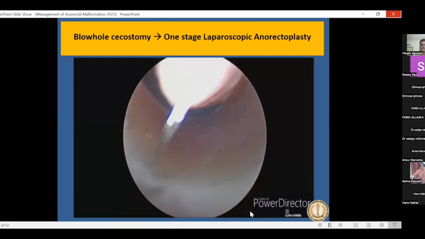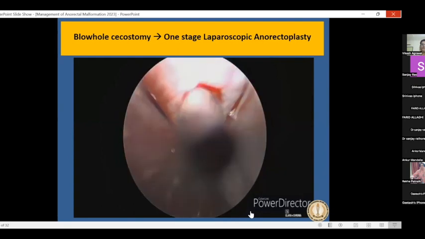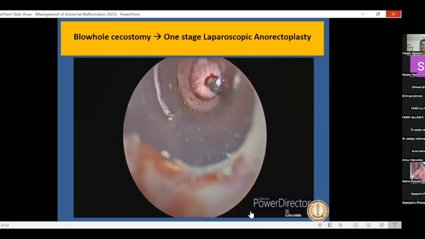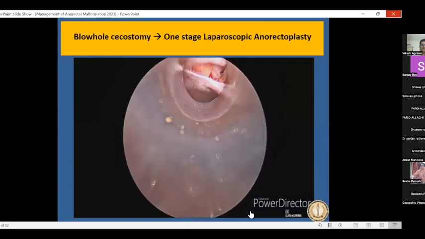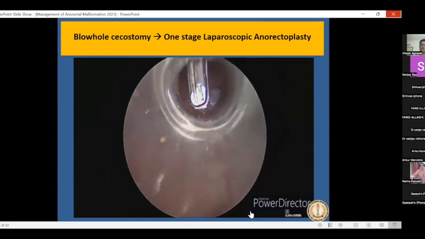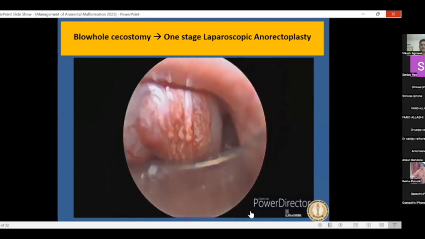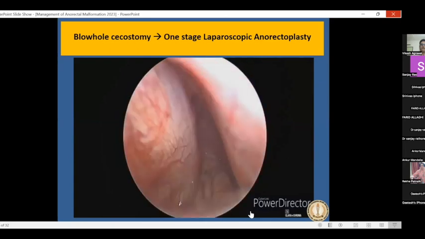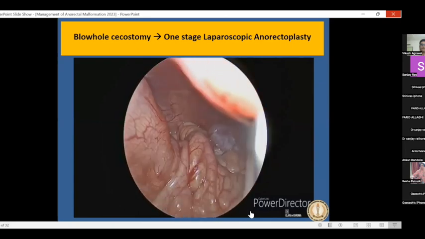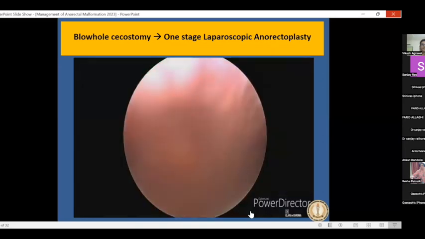This is one case where a delayed primary pull-through has been done. As you can see, I am putting my working port by the telescoping technique because in the right iliac fossa there is a cecostomy, a blowhole cecostomy. So normally I don't put ports, I put instruments directly. This is the cecostomy you can see, hanging on the abdominal wall. And by the side of the cecostomy on the right side, you put your instruments, and the rest of the surgical procedure is the same as you do in any LAR.